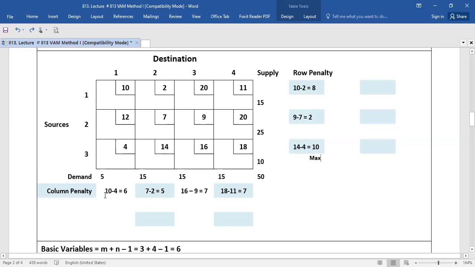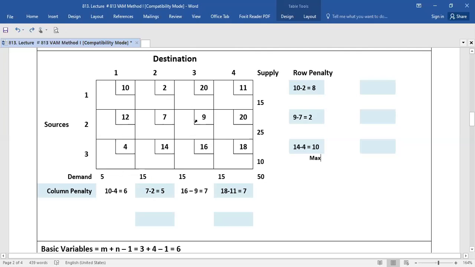Similarly, on the column side, the column penalties are calculated like the row penalties. In the first column, you see which 2 costs are smaller. These 2 costs, 4 and 10, are smaller than the other costs. So you will take the difference. 10 minus 4 equal to 6. Similarly, in the second column, 2 and 7 are the smaller costs. So you will take the difference. 7 minus 2 is equal to 5.